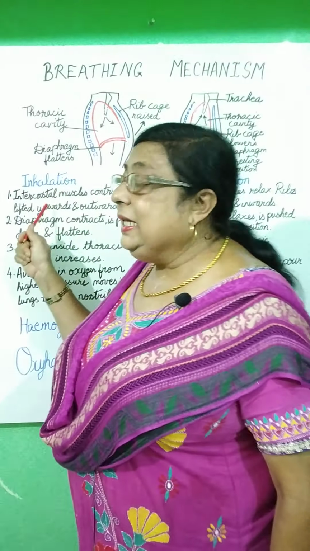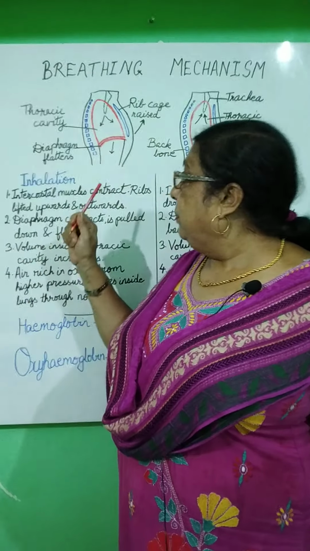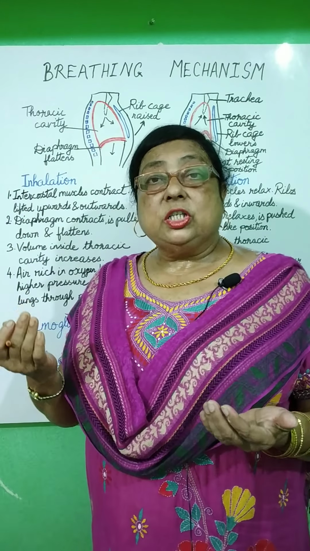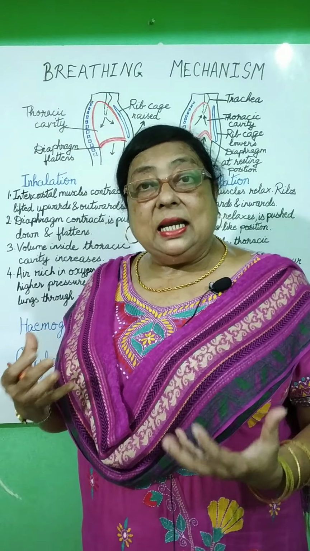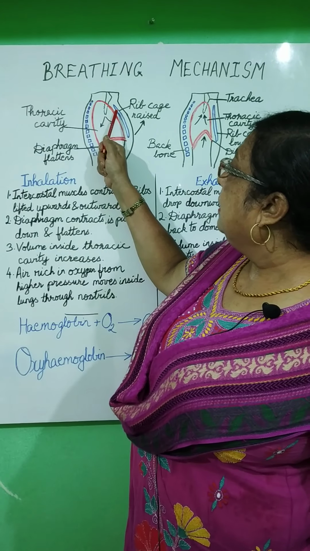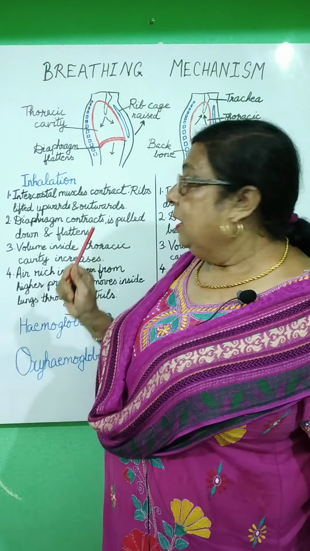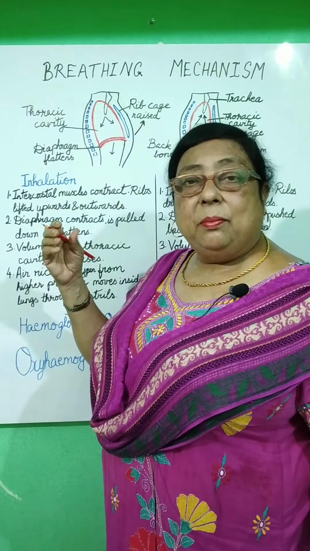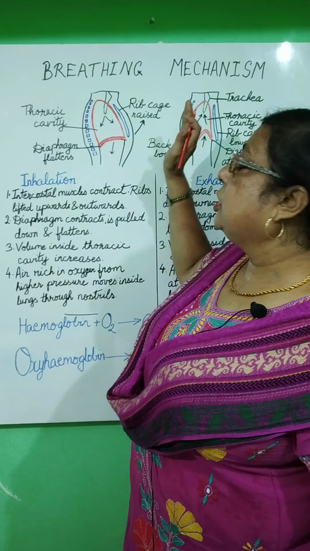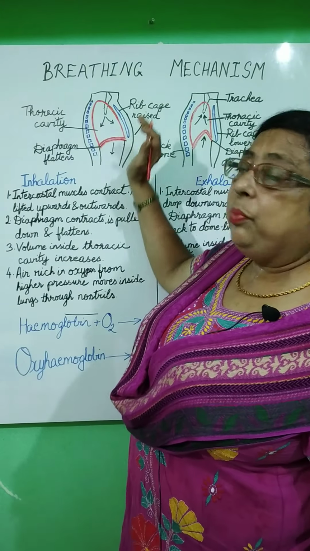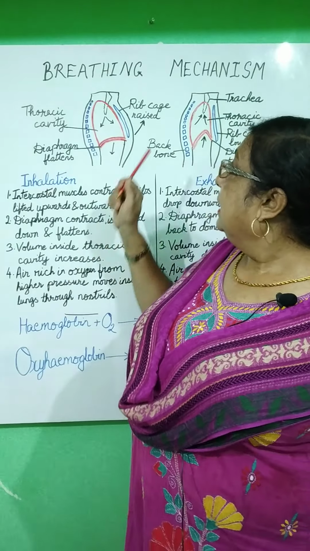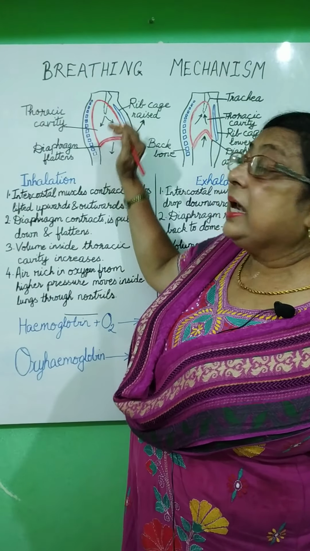First we will deal with inhalation. During inhalation, that is when we gulp in air and oxygen gets inside our lungs, the intercostal muscles, the muscles in between the ribs, contract. When the intercostal muscles contract, the ribs are pushed upwards and outwards.